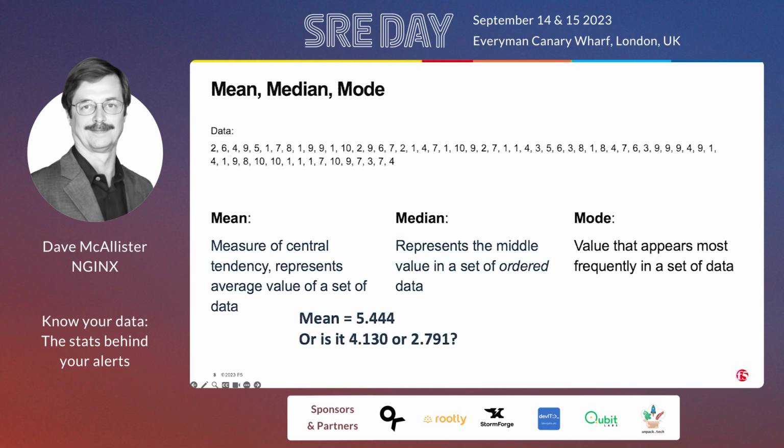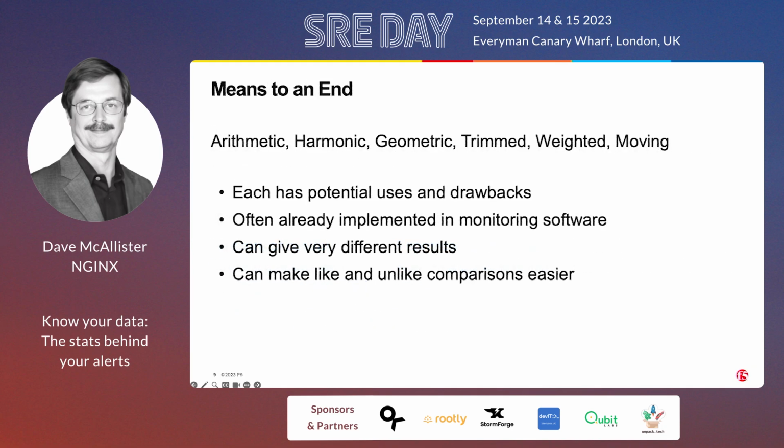So, in this case, is it 4.13? Is it 2.79? It matters. Remember that first question I asked you? Define a mean, a median, and a mode? Well, there are actually lots of different means in the world for this.